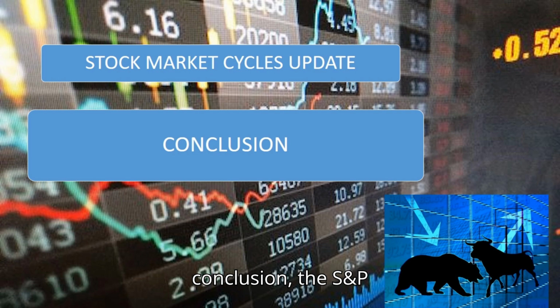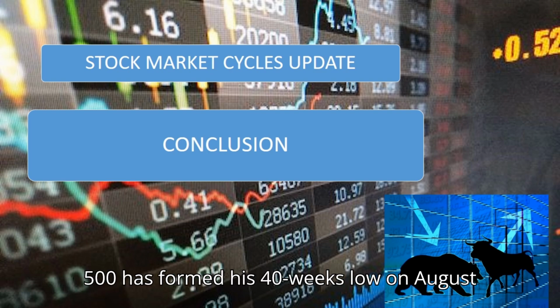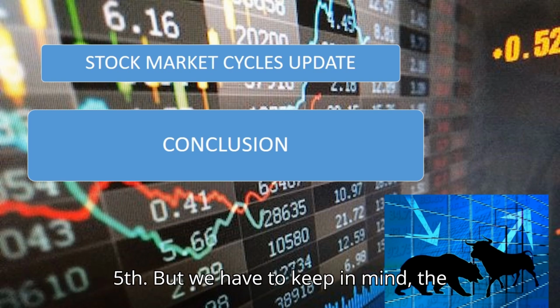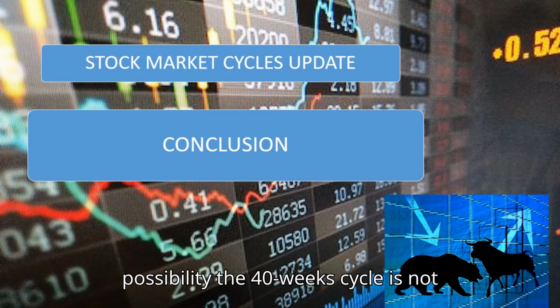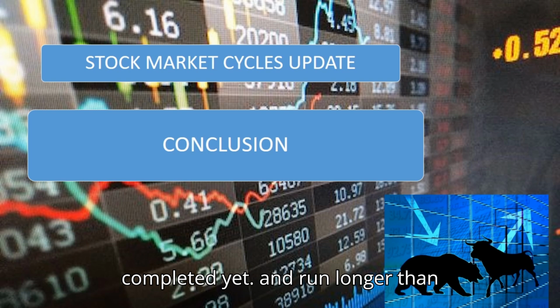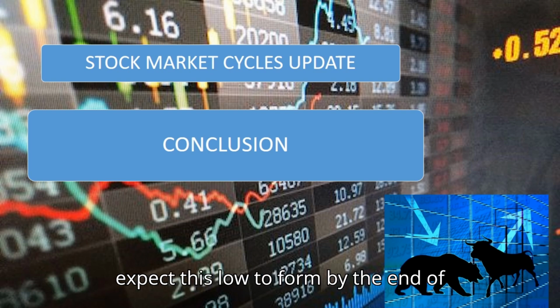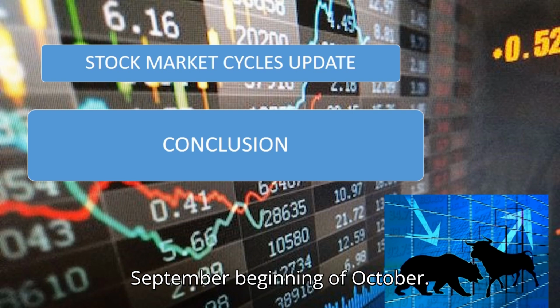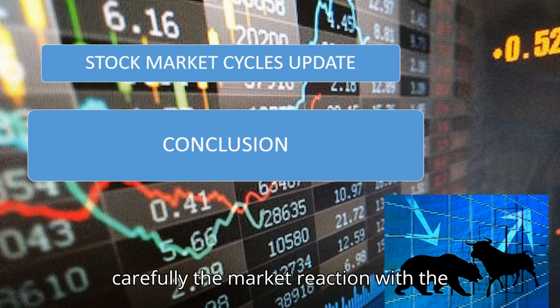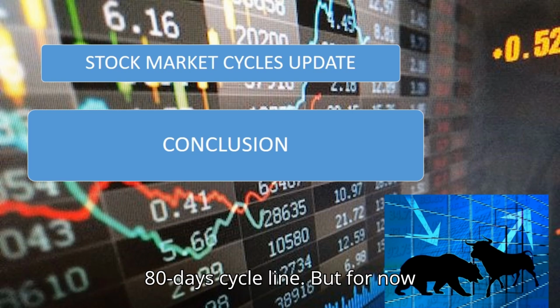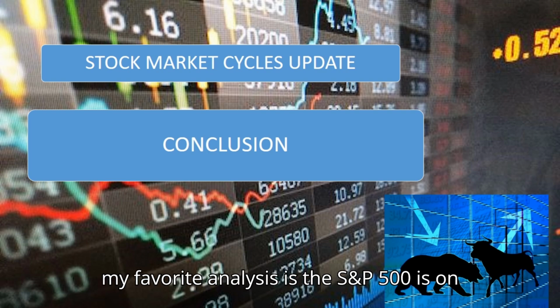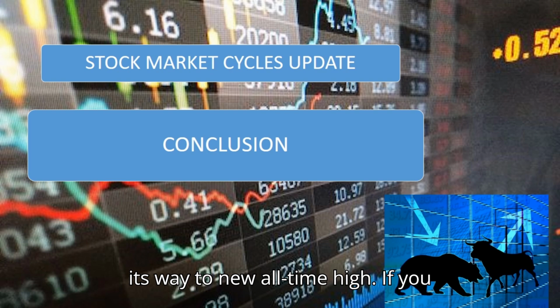In conclusion, the S&P 500 has formed its 40-week low on August 5th. But we have to keep in mind the possibility that the 40-week cycle is not completed yet and runs longer than expected. In this case, we can expect this low to form by the end of September, beginning of October. To have confirmation, we have to watch carefully the market reaction at the 80-day cycle line. But for now, my favorite analysis is that the S&P 500 is on its way to a new all-time high.